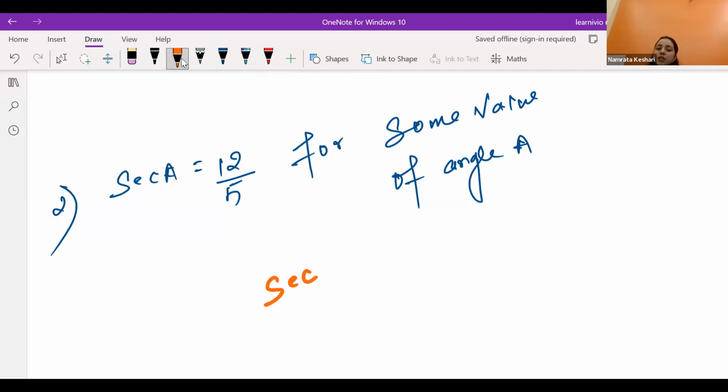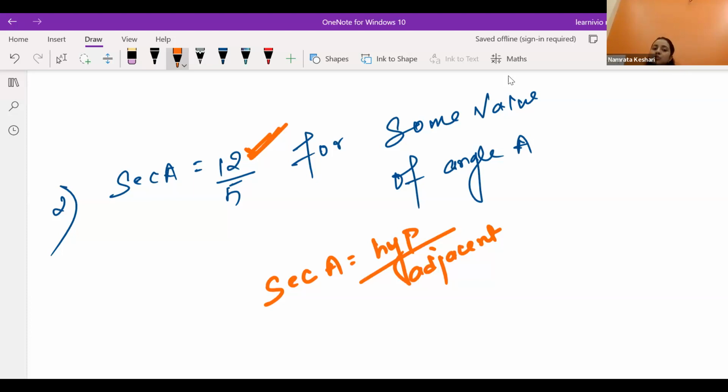Formula for sec is, who will say what is the formula? Hypotenuse over adjacent. That means the bigger number is in the numerator. Hypotenuse means the largest side of a right angle triangle. Here also it's reflecting like this: 12 over 5. That means 12 is representing the hypotenuse part and 5 is representing the adjacent side. So the way the numbers are given, the bigger number in the numerator and the smaller number in the denominator, that is possible. Right? So can we say that the given sec A is equal to 12 over 5 for some value of angle A? It's completely okay. Right? Yes, ma'am. Let's continue.